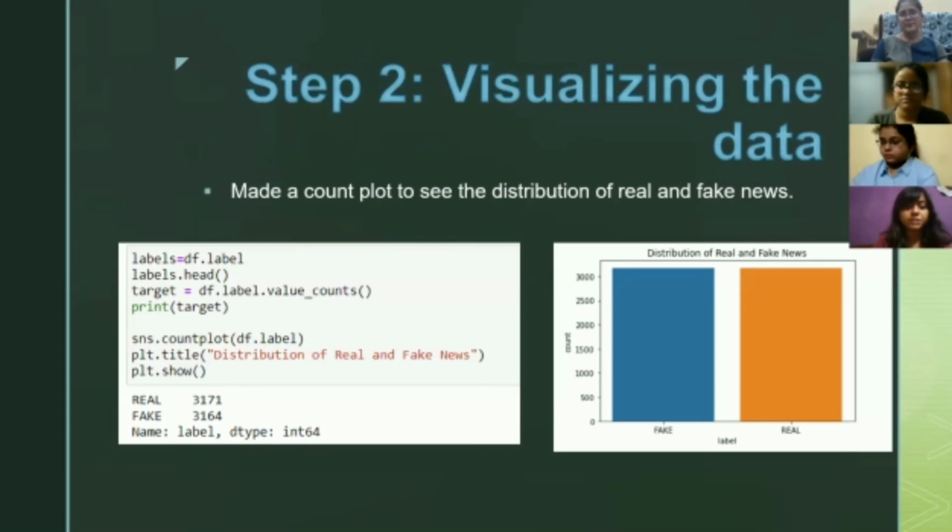Then we visualized our data. Visualization is representing a huge amount of data into graphical format. For this, we drew a count plot to see the distribution of real and fake news and saw that there were 3,171 real news and 3,164 fake news.